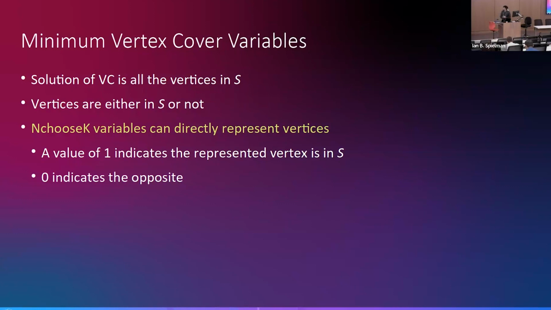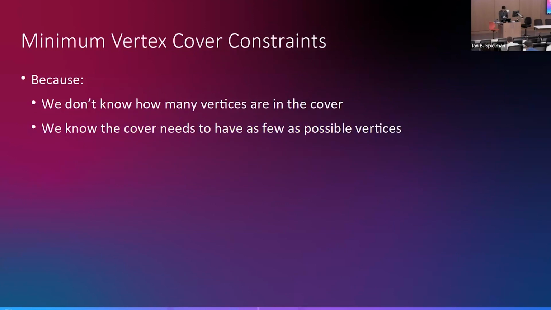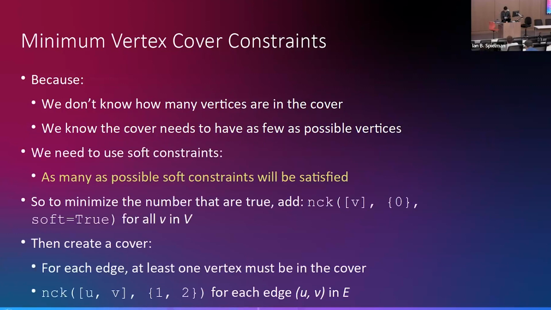So how do we introduce the soft constraints for this, right? Because we don't know how many vertices are in the minimum cover. As you know, the trivial solution just takes all the vertices. So we know the cover needs to have as few vertices as possible. So here is where we introduce our soft constraints. As many soft constraints as possible will attempt to be satisfied. So to minimize the number of vertices in the vertex cover, for every vertex we add this soft constraint that the absence of it in the vertex cover is desirable.